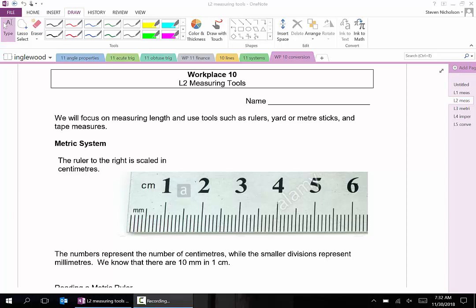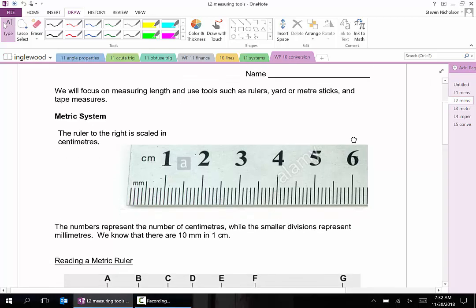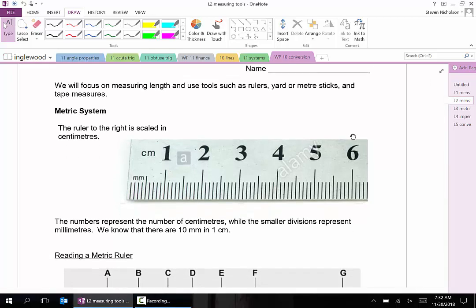So the first one we'll look at is the metric system. And the ruler you see here is scaled in centimeters. And by that, I mean that when you see these numbers right here, any numbers represented, they would represent the unit of measure.